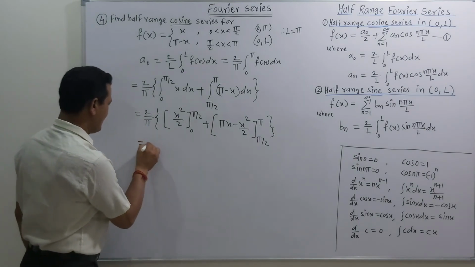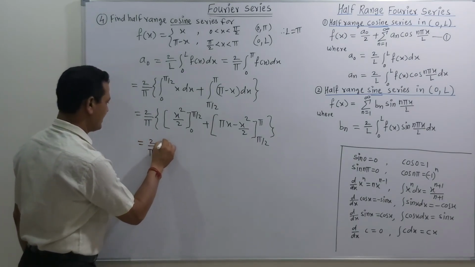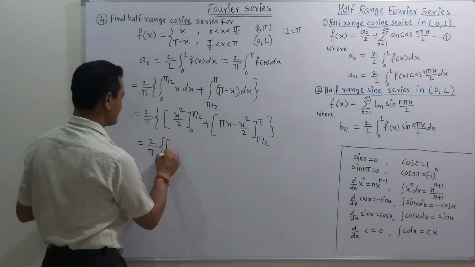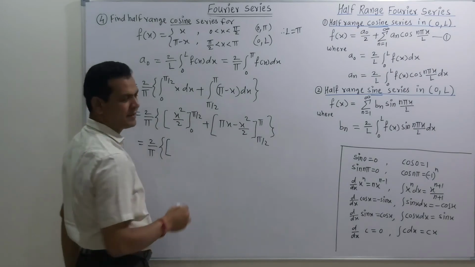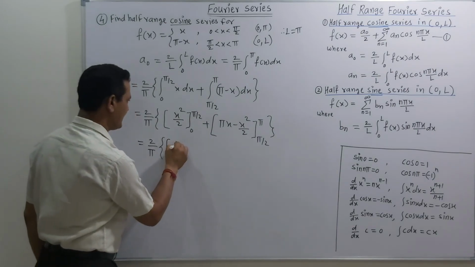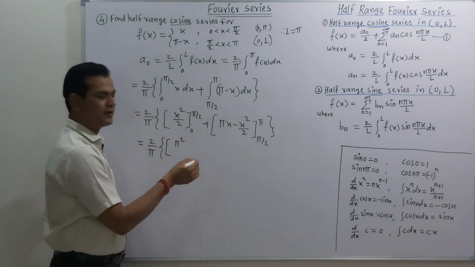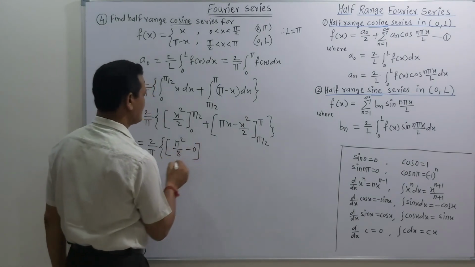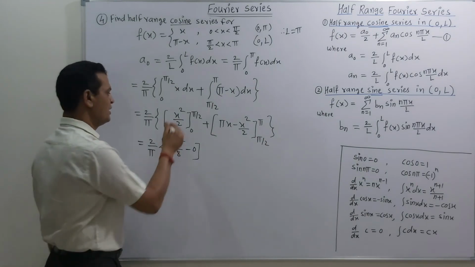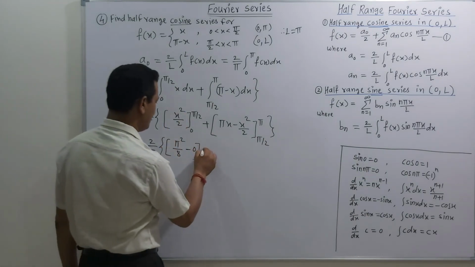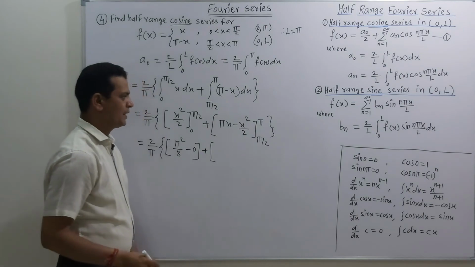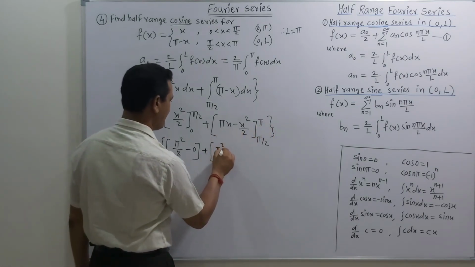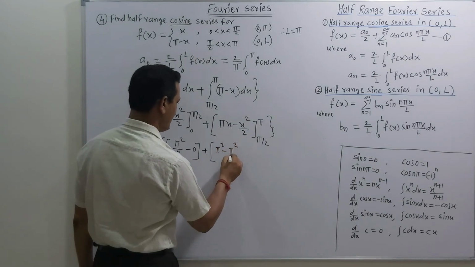Now after applying this integration, we can put in the values of the upper limit and lower limit. For the first term, the value of the upper limit is pi by 2. Its square is pi square upon 4, then divided by 2, which gives 8. Then minus the lower limit, which is 0, because if we put x equal to 0, 0 upon 2 means 0. Then plus, the upper limit is pi, so we write pi into pi. We get pi square minus pi square upon 2.